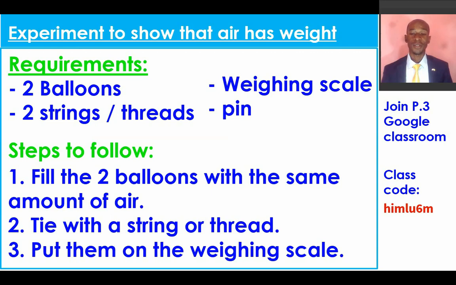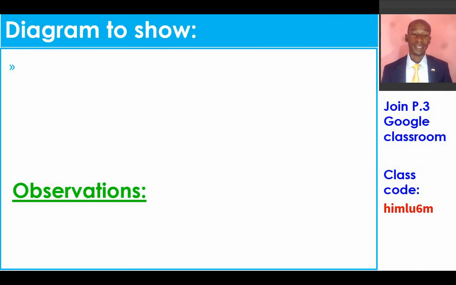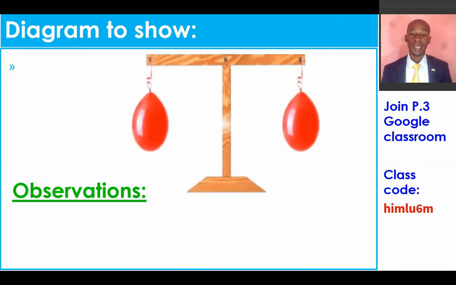Make some observations. We need to draw, and we have an illustration, or a diagram, to show that. Let us have that diagram to show what we've been saying in the steps. So here is a diagram. You blow air in the 2 balloons, the same amount of air, as you can see. They're of the same size. Then here let us label.